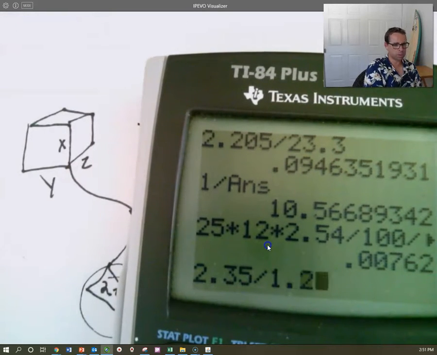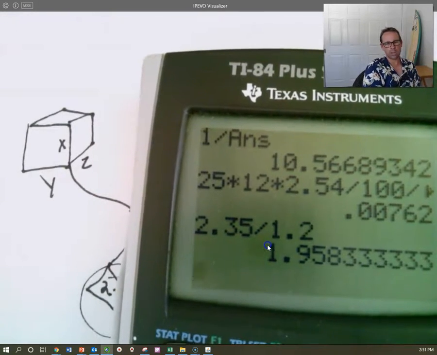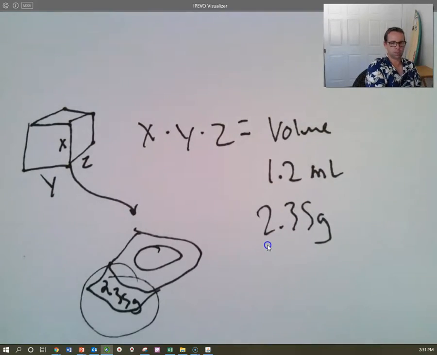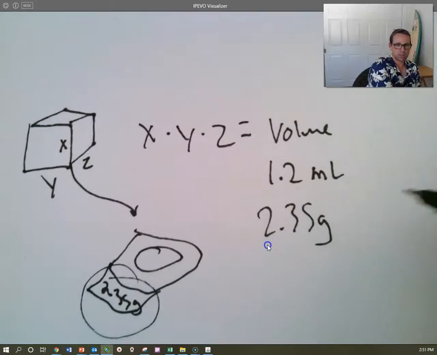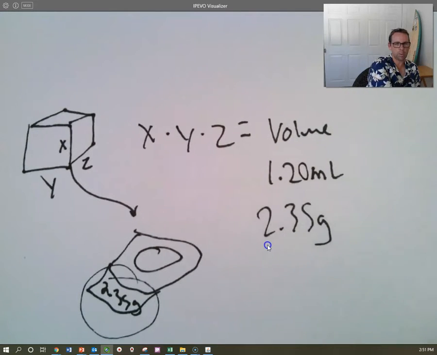2.35 divided by 1.2, 1.96, or 2.0, I guess, if we round it with two significant figures. I'll put another one in there, 1.96.